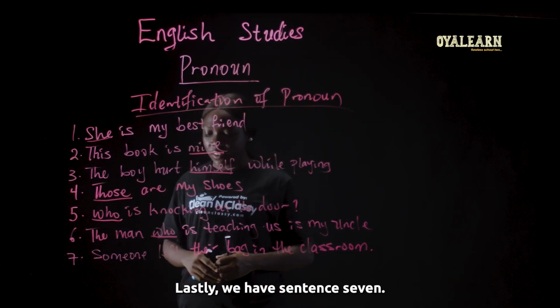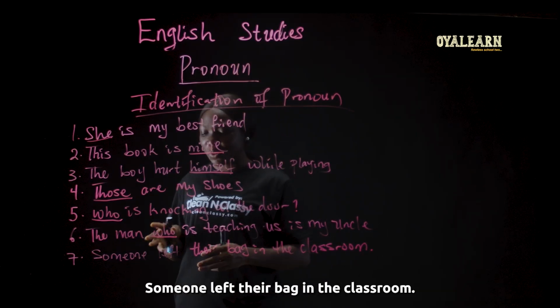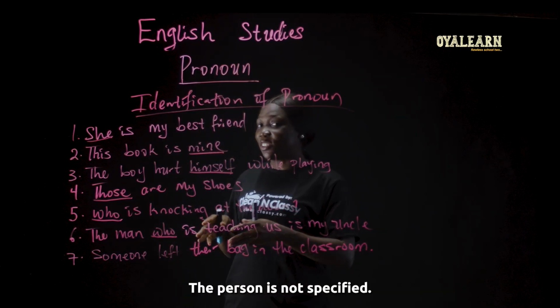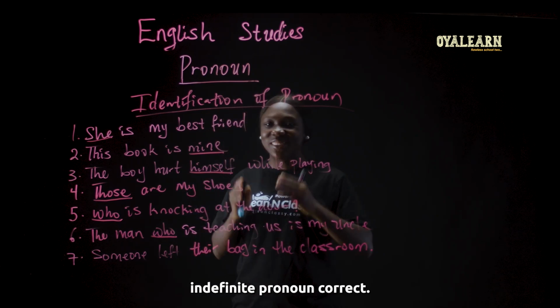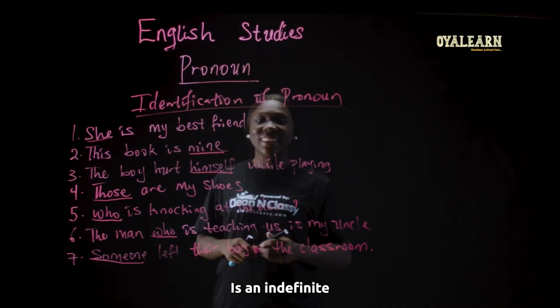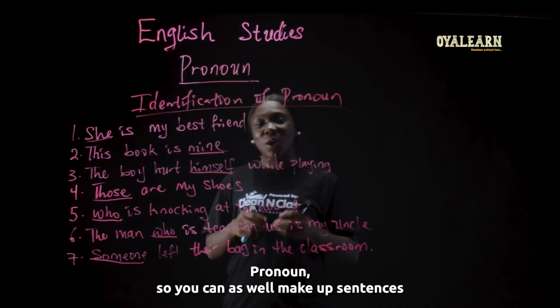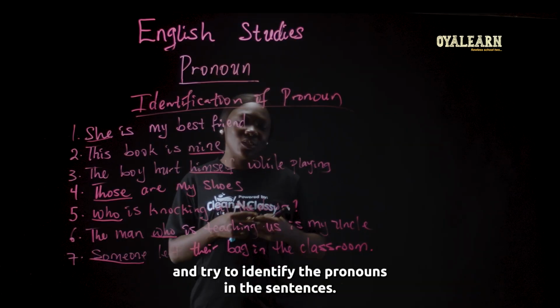Lastly, we have sentence 7. "Someone left their bag in the classroom." The person is not specified. So what comes to your mind? Indefinite pronoun, correct? So someone is an indefinite pronoun. So you can as well make up sentences and try to identify the pronouns in the sentences.